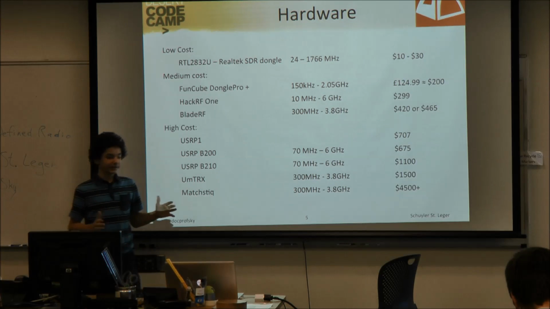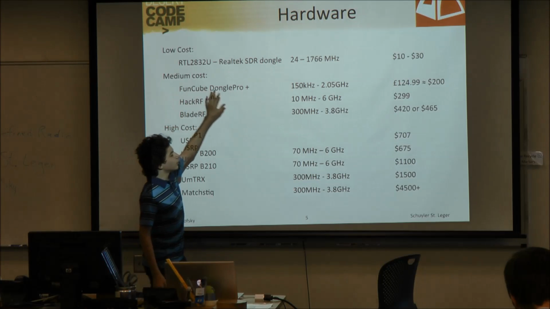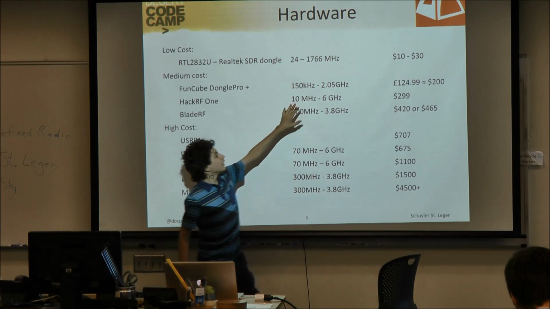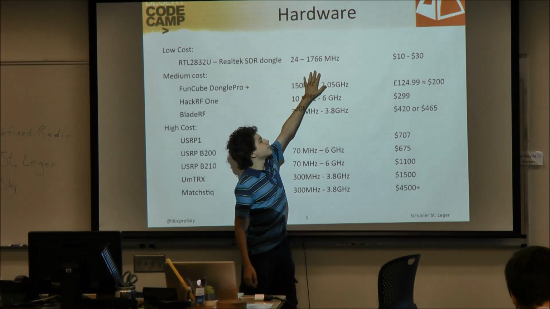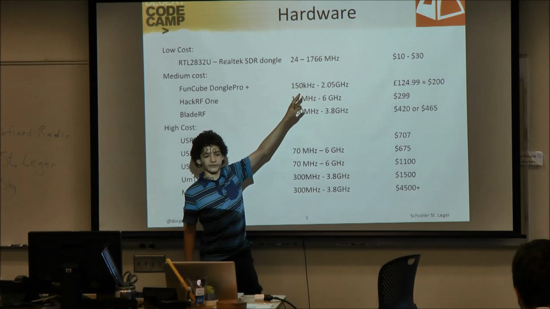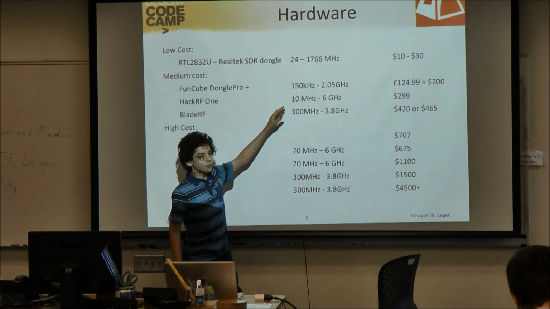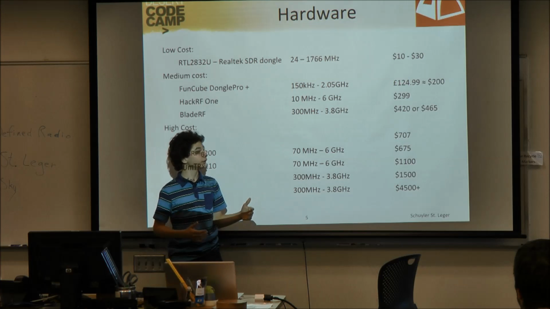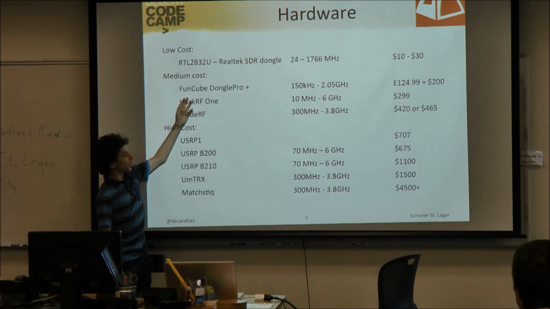Okay, so essentially right now, this dongle, depending on the exact hardware in it, so who makes it, you'll have a range of about 24 to 1,700 megahertz, or 1.7 gigahertz. Some of them only go from about 50 to 1,000 megahertz. It depends on the model you get. Then there's the FunCube Dongle Pro Plus.